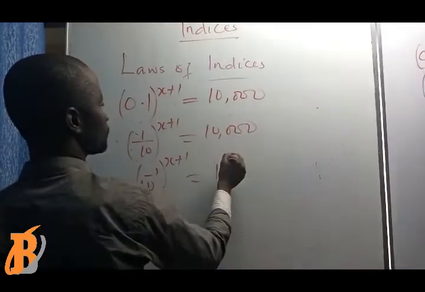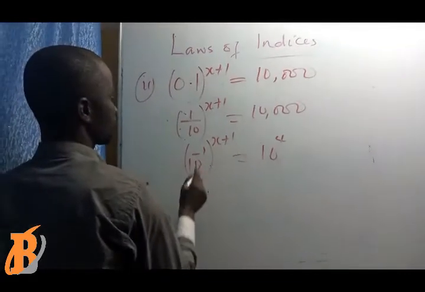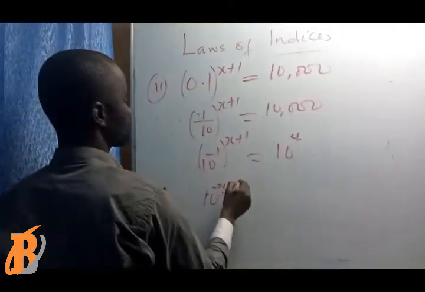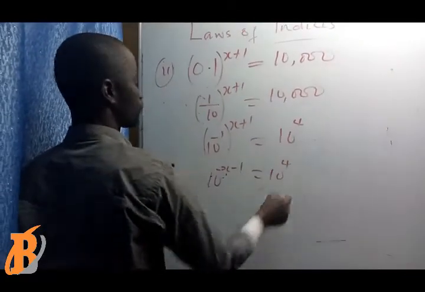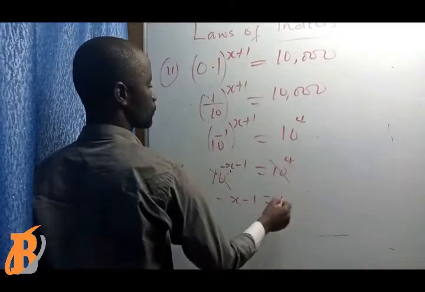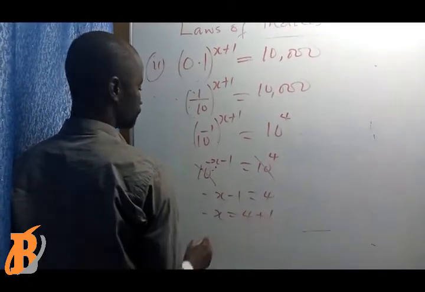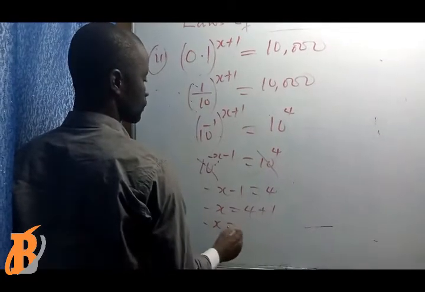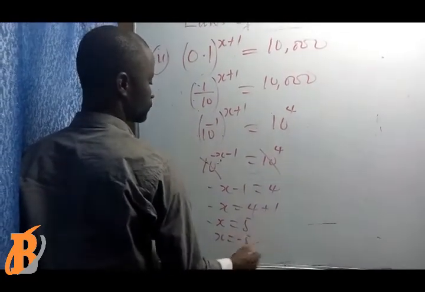1, 2, 3, 4. 10 raised to power 4. Here will be 10, clear the bracket, minus x minus 1, when you multiply this, equal to 10 raised to power 4. 10 go with 10, minus x minus 1 is equal to 4. Minus x is equal to 4 plus 1. Minus x is equal to 5. X now is equal to minus 5.